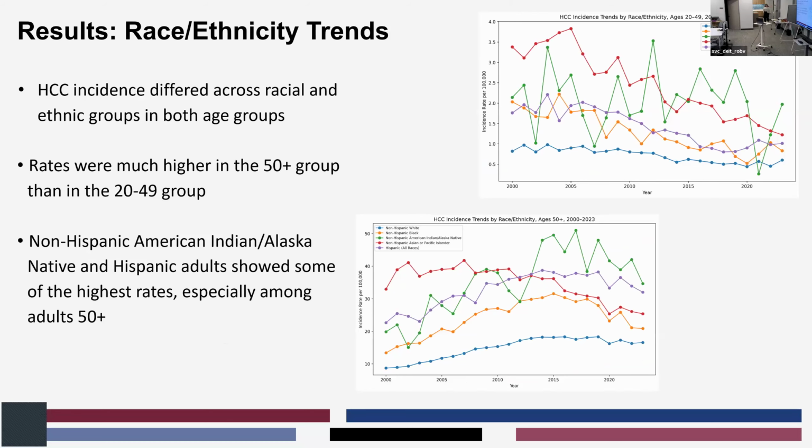Lastly, for the results for the race and ethnicity trends, HCC incidence differed across racial and ethnic groups in both age categories. Rates were much higher among adults aged 50 and older than among younger adults. Non-Hispanic American Indian or Alaska Native adults and Hispanic adults had some of the highest incidence rates, particularly in the older age group.